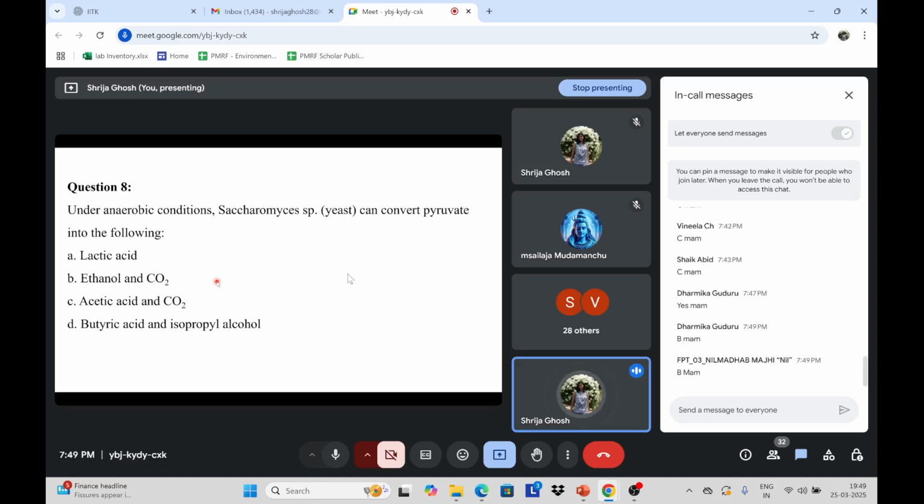Okay, two people are saying option B. What about others?